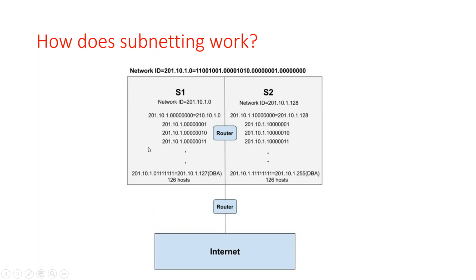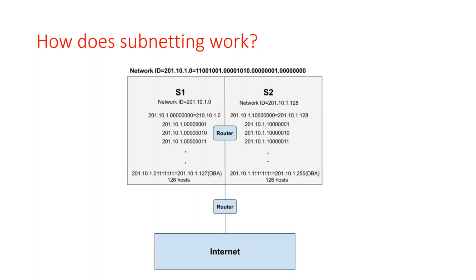After completing subnet 1 we start our subnet 2. Here subnet 1 is completed in the 127 range, from 0 to 127, and the second range, subnet 2, starts from 128 to 255.